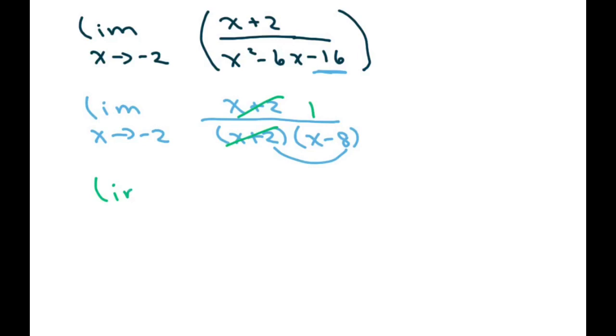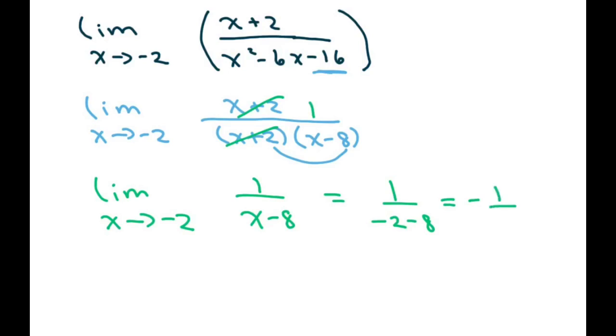So we have the limit as x approaches negative 2 of 1 over x minus 8. Now we use substitution, and that's going to be 1 over negative 2 minus 8, which equals negative 1/10.